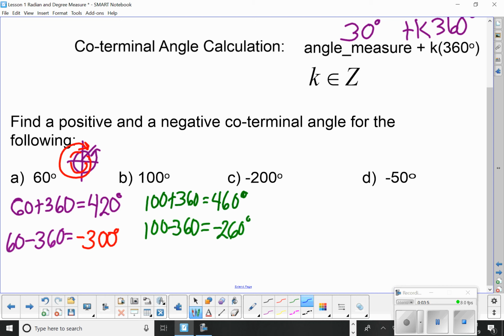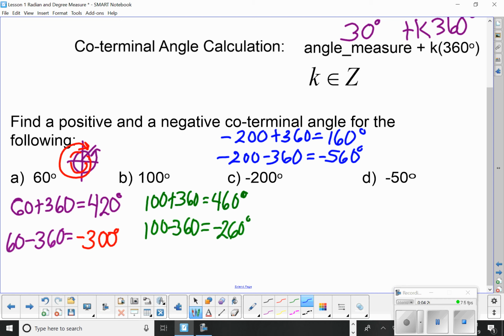We start at negative 200. Well, negative 200 plus 360 is equal to 160 degrees. There's a positive coterminal angle. 160 degrees ends at the same spot as negative 200 degrees. If I want a negative coterminal angle, negative 200 minus 360 is equal to negative 560 degrees. There's a negative coterminal angle.